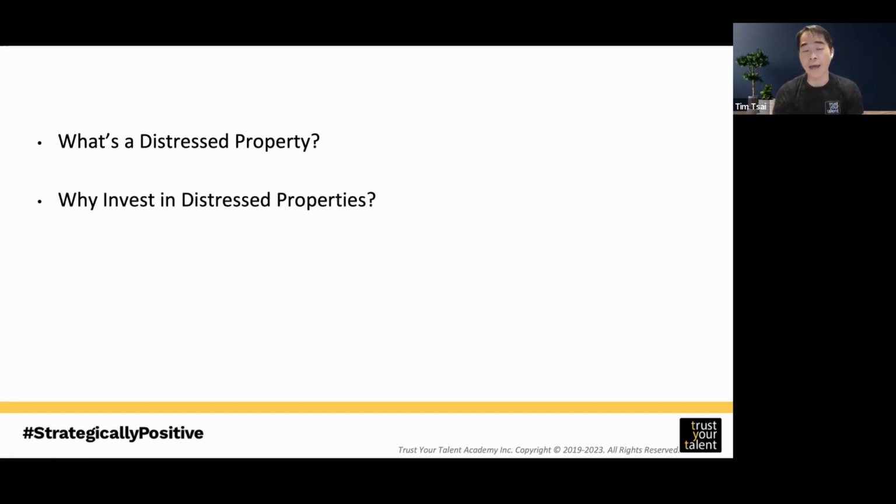First things first, we're going to discuss what a distressed property is, and then why invest in distressed properties. We've spent quite a bit of time going over the whole buy, rent, and pray strategy, which is a joke. If you're with me at this point, you know it really is a full-on joke. There is no such thing as the buy, rent, and pray strategy. It simply signifies that that's how the amateurs do it.